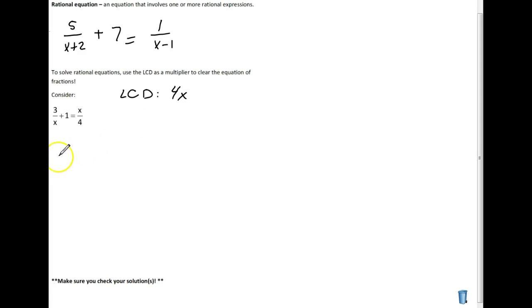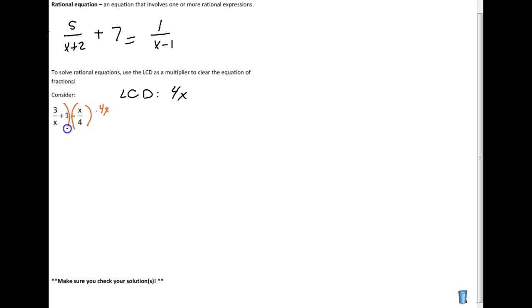If you don't use the least common denominator and you just use a common denominator, you'll just have to do some extra simplifying as you work out the problem. It's not actually a big deal. So we're going to multiply both sides of our equation times 4x.